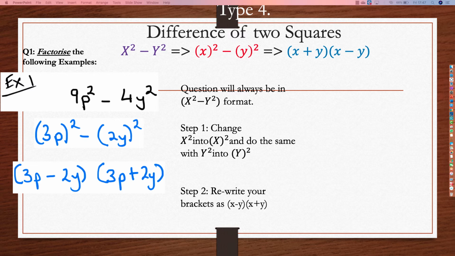Highest common factor and difference of 2 squares. Alright, so there's your 4 types. Don't worry, I'll explain that to you. Is that alright? Right. We then have.